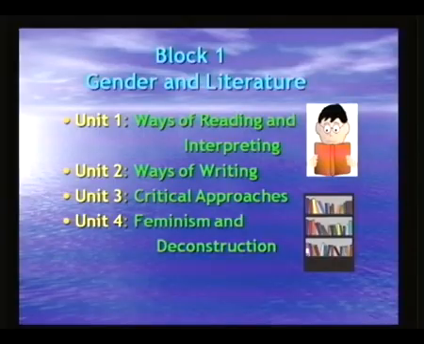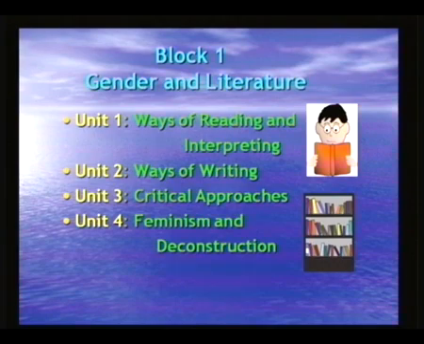Professor Anu Aneja: Let's look at the very first block of this course, which is gender and literature. Gender and literature has 4 units, as you can see. Unit 1 is ways of reading and interpreting. Unit 2 is ways of writing. Unit 3 is on critical approaches, and Unit 4 is on feminism and deconstruction. So what is this block about, and what can you expect to learn from it? In this block, we will mainly be looking at the interconnections between gender and literature: different ways of writing and reading, different ways of interpreting, but all from a gender perspective.